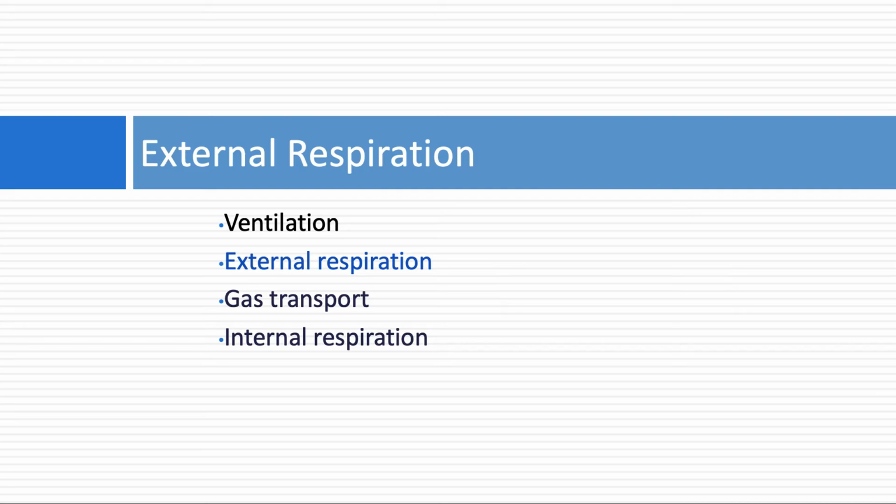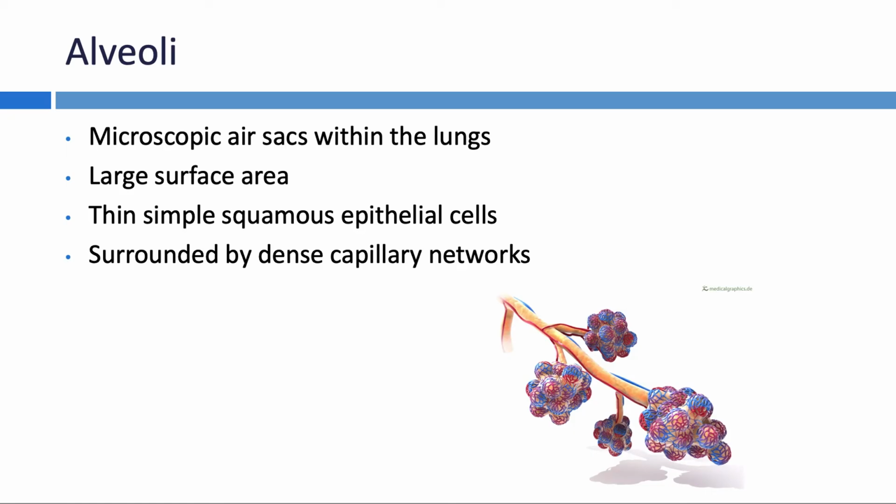Now we're going to talk about external respiration. As a reminder, the alveoli are microscopic air sacs within the lungs. They're these little things that look like grapes. They have a very large surface area, right? Much larger surface area than if our lungs were just two big balloons. Lots and lots of surface area.